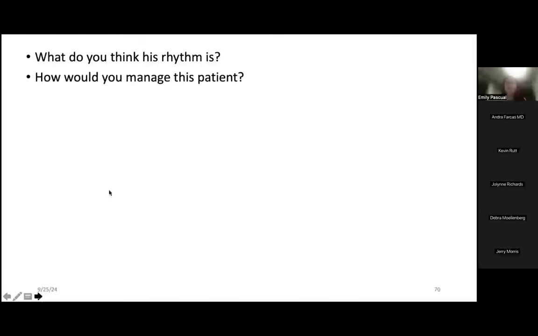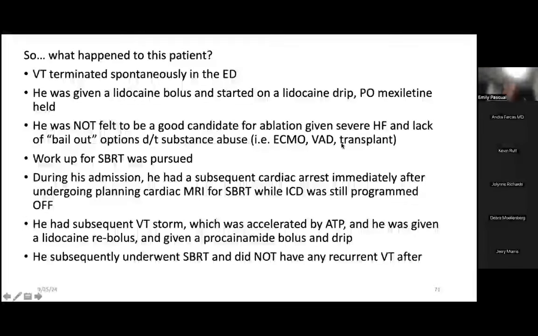So this patient is also one of my patients I took care of in the hospital recently. So his VT terminated spontaneously in the ER. He was given a lidocaine bolus and started on a lidocaine drip. We held his oral mexiletine. So mexiletine, for those of you who don't know, is essentially an oral lidocaine analog. So it's basically oral lidocaine. So they don't need both.